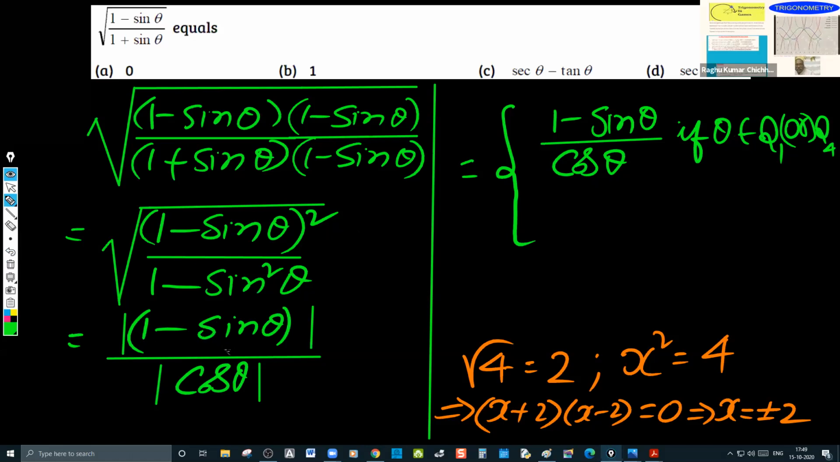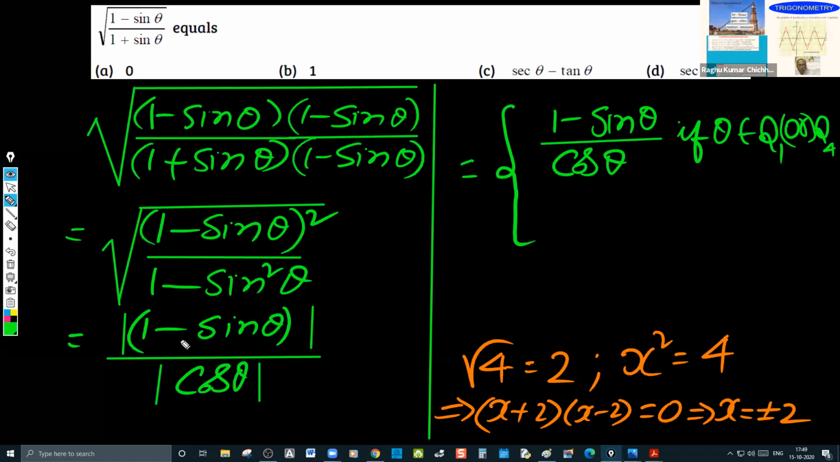What is the minimum value of sine theta? Negative 1. So 1 minus of minus 1 is 2. So it is always positive. Whether it is minus 1 or plus 1, its final value becomes positive only, and hence we can remove the modulus directly.